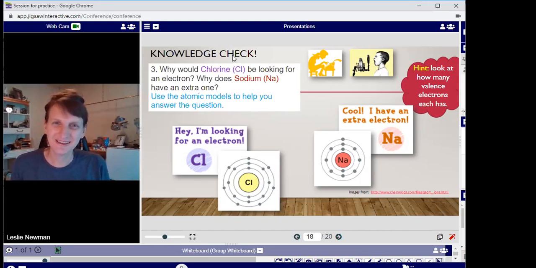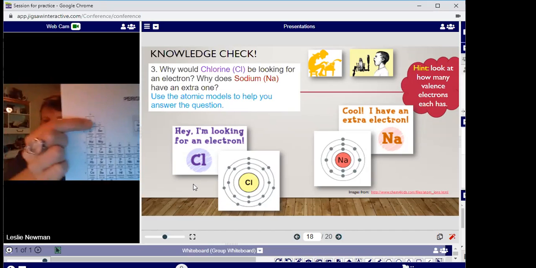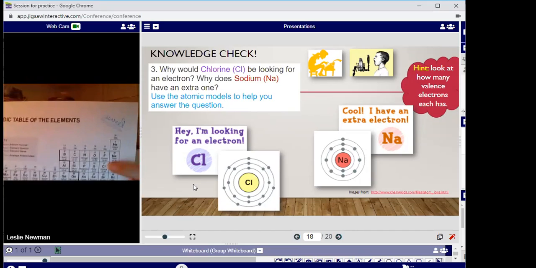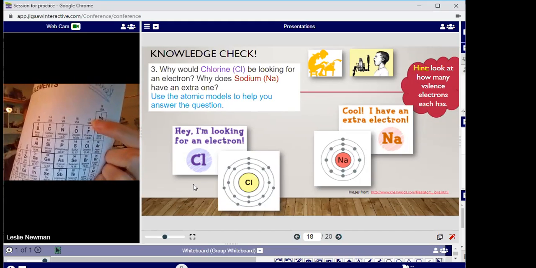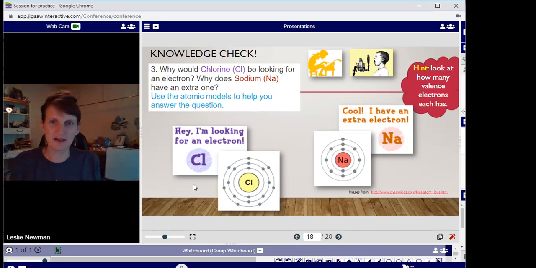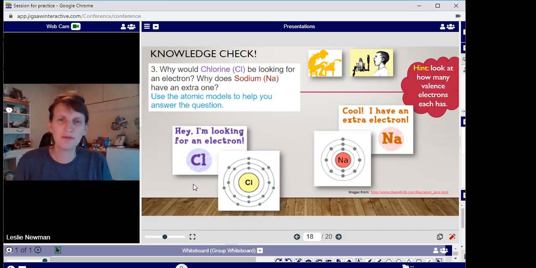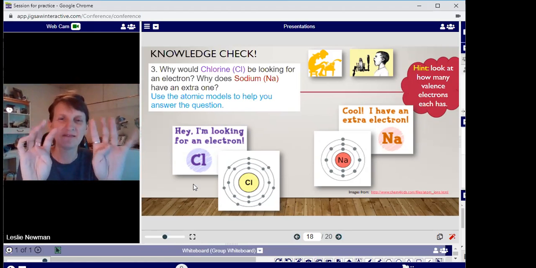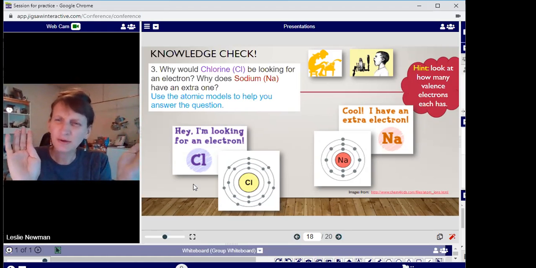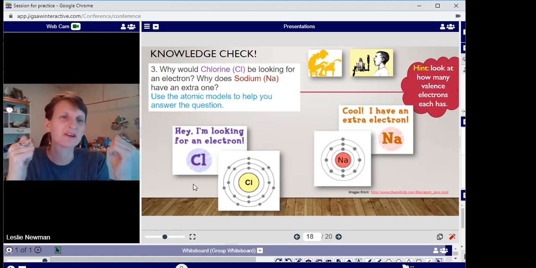So here is the answer. Why would chlorine be looking for an electron? Well, if you look at the valence electrons of chlorine, you can see that it has 7 valence electrons. And if you find it on the periodic table, you'll see that chlorine is in group 17, and that means that it has 7 valence electrons. So it's looking for one more because all atoms, when they're forming ions, want to get to that octet, which is 8 valence electrons. So it's just looking for one more to get to that 8 valence electrons.